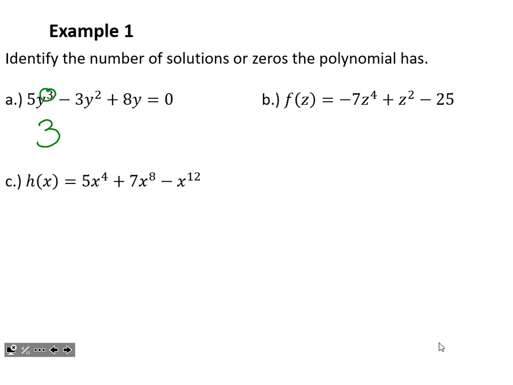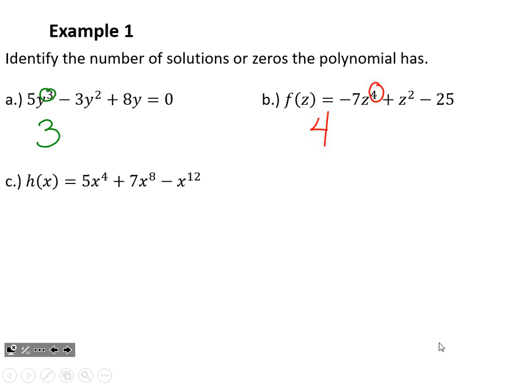For letter B, f of z equals negative 7z to the fourth plus z to the second minus 25. All I'm concerned with is that degree, the highest power I see on my input variable. In this case, it's a 4, indicating 4 solutions, or zeros, for that polynomial. I should use the vocabulary correctly.